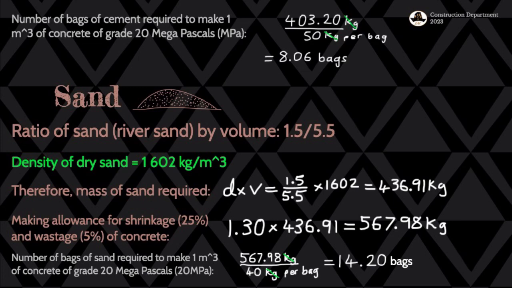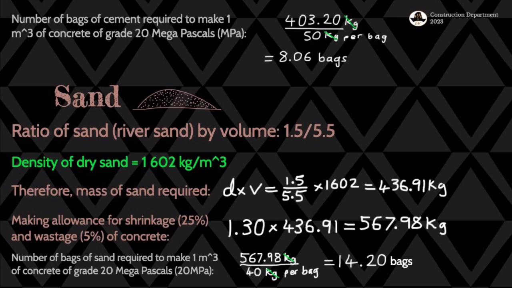And then we find the number of bags required. But remember, according to the quotation we got, they are going to be selling in terms of 40 kilograms per bag. So it's 40 kilograms for one bag. So we're going to divide by 40 instead of 50. That's the specification from the quotation that we got. So that gives us 14.20 bags of sand that we need for the concrete that we're going to be making, which has the target strength of 20 megapascals, as we see.